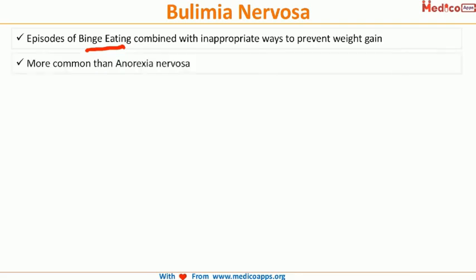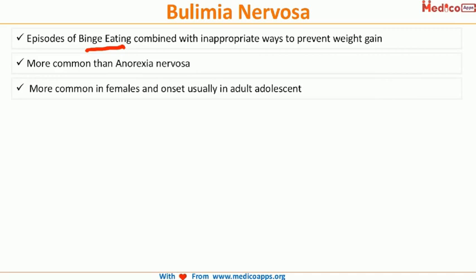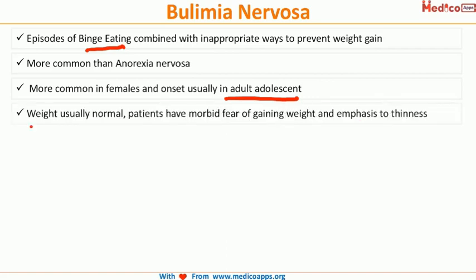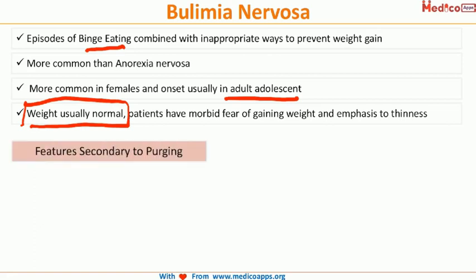This is more common than anorexia nervosa, more common in females, and the onset is usually in adolescence. So if you see age wise also, anorexia may happen a little earlier and bulimia happens mostly towards adolescence. Weight usually is normal. Now this is the most important point which you have to remember, because this is what differentiates it from anorexia nervosa. So weight is usually normal, and patients, like in anorexia nervosa, have a morbid fear of gaining weight and emphasis on thinness.